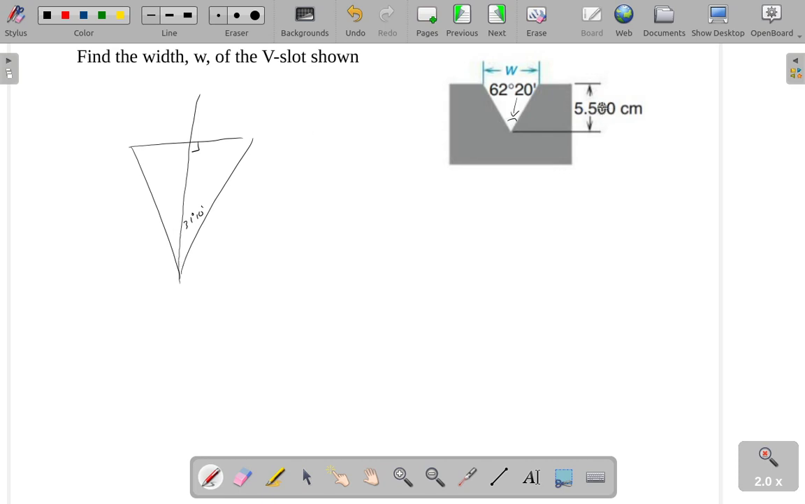Alright, well that also means that this 5.500, it looks like that depth is exactly this distance right here. I don't really need the rest of this stuff right there. I'll just erase that and make this into a right triangle like I have here. I'm trying to find the width. Actually, let me put the dotted lines on here to show where that is. Alright, so if I'm trying to find the width of this V-slot, that means I want this distance, because I'll double that and that'll give me the full width. So let's call this, I don't know, X.